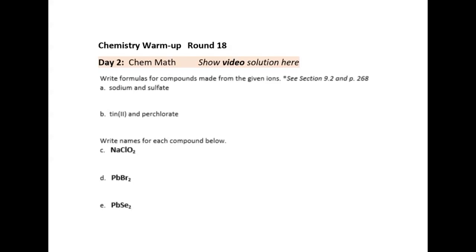Here are the answers for the day 2 warm-up. Write formulas for compounds made from the given ions. Remember, the key principle is that a compound is neutral. So if a compound is made out of positive and negative charged ions, the positive and negative charges must balance out.